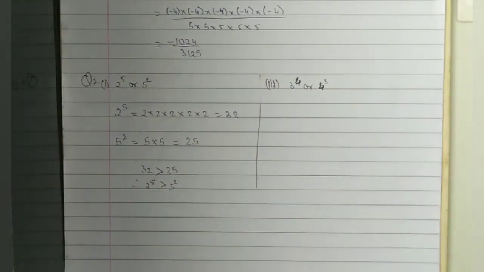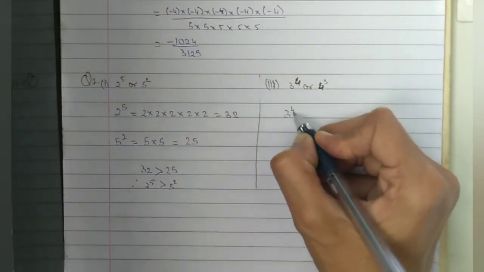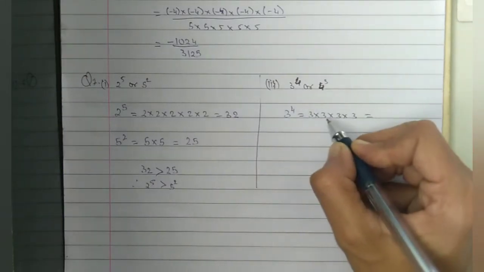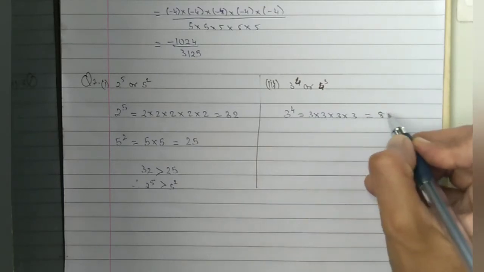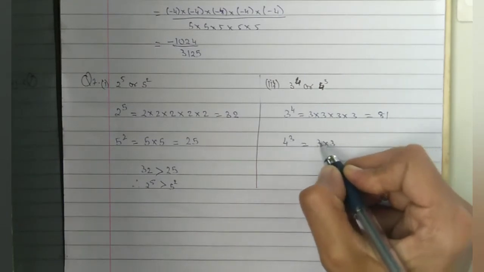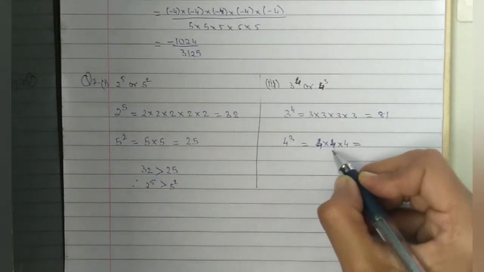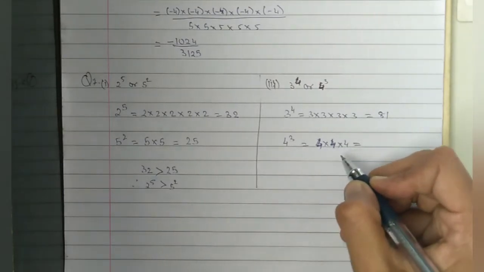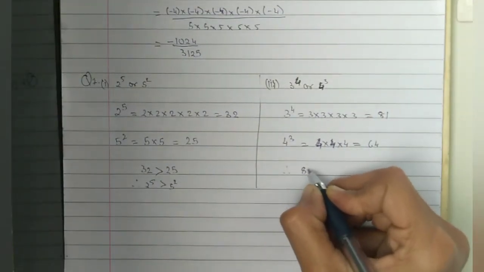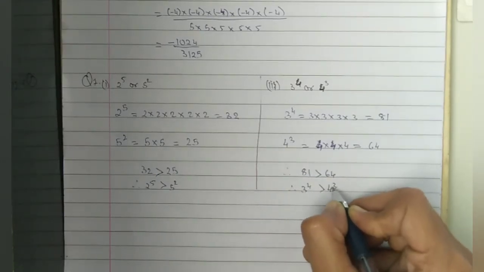Now second one. 3 raised to 4 or 4 raised to 3. So 3 raised to 4 equals 3 into 3 into 3 into 3, which is equal to 3 3s are 9, 9 3s are 27, 27 3s are 81. And 4 raised to 3 is 4 into 4 into 4, which is equal to 4 4s are 16, 16 4s are 64. So therefore 81 is greater than 64. Therefore 3 raised to 4 is greater than 4 raised to 3.